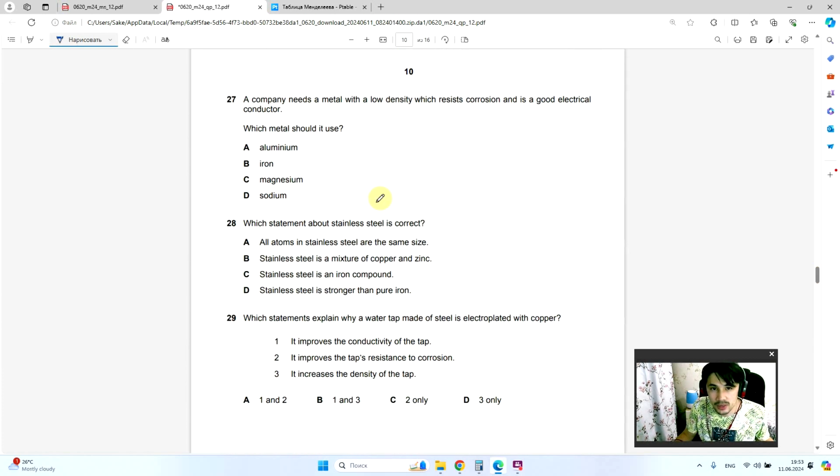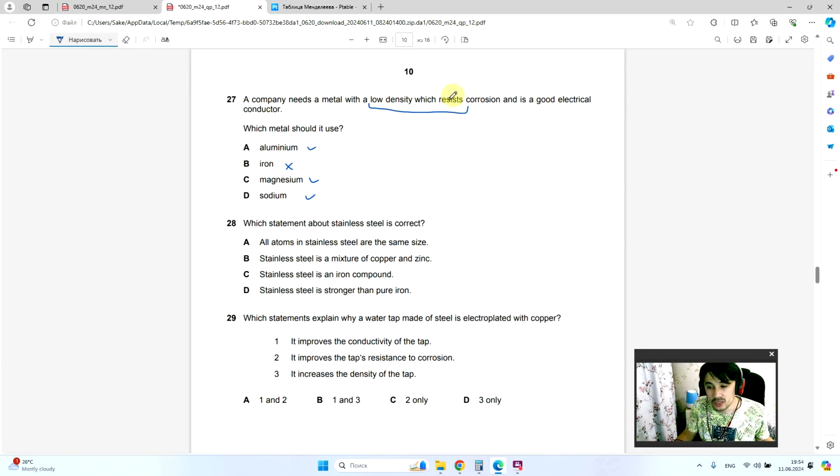A company needs a metal with a low density which resists corrosion and is a good electrical conductor. Which metal should it use? Alright, so it's about metals and their properties, especially alloys, but this is not about alloys. So low density, resists corrosion. Low density probably means lightweight. So this has greater density. Magnesium could be an option, aluminium could be an option, and sodium is also lightweight. So you can cancel out option B because of high density.